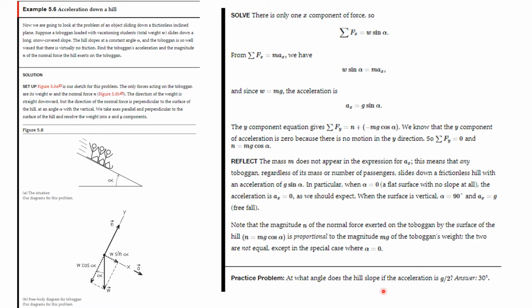So this is the normal force, and this is the acceleration in the x direction. Now, if you wanted to do a problem that had final answers, suppose you knew that the acceleration was g over 2. What would the slope angle be? And the answer is going to be 30 degrees.